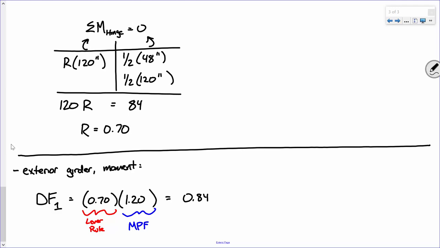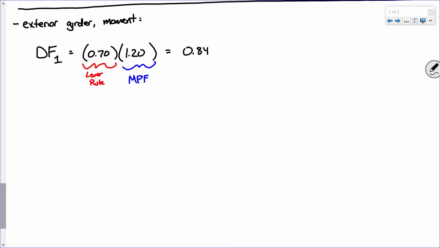So far, so good. Now that's distribution factors for one lane loaded scenarios. For two lane loaded scenarios, this is what we do. We take our distribution factor for the interior girder and modify it by a modification factor. Now, where am I getting that? I'll show you.